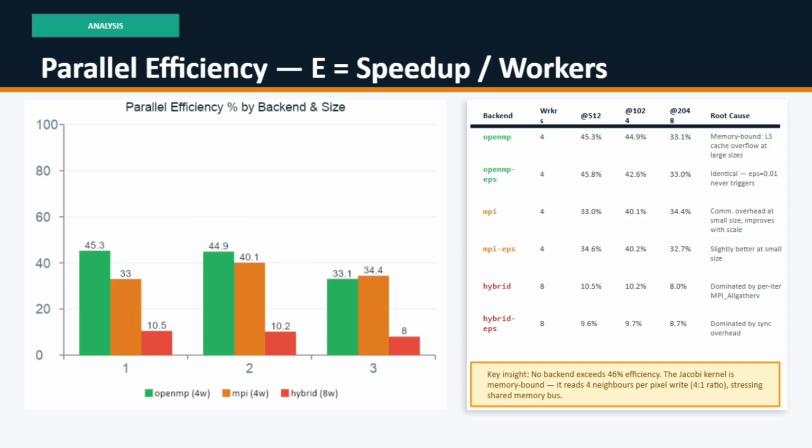MPI has a lower efficiency at small image sizes due to communication overhead, but improves as the problem scales. Hybrid sits at just 8 to 10% across all sizes. The per iteration synchronization is completely dominating runtime. The key takeaway here is that no backend exceeds 46% efficiency, and the ceiling is dictated by the memory access pattern of the algorithm itself, not our implementation. Next slide.